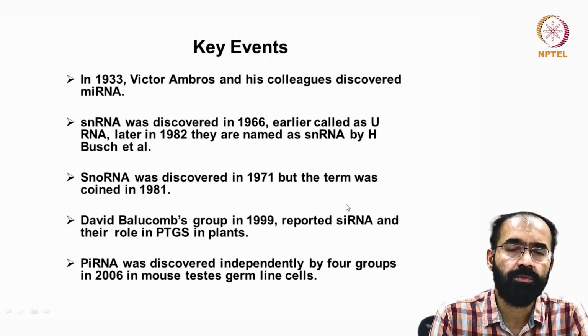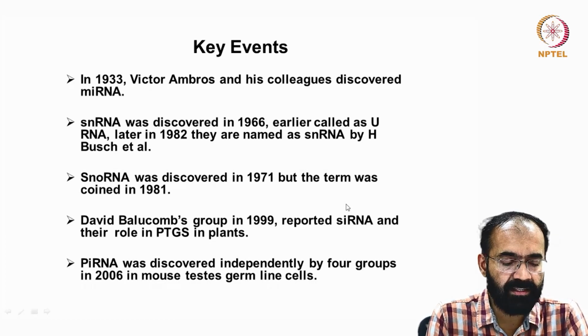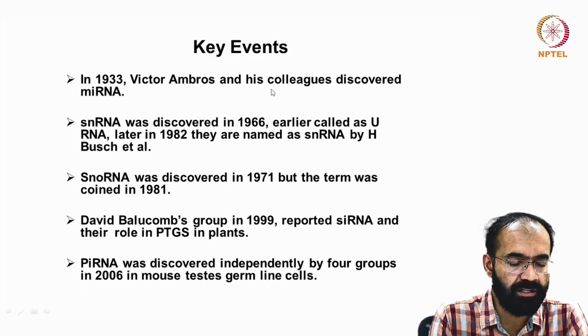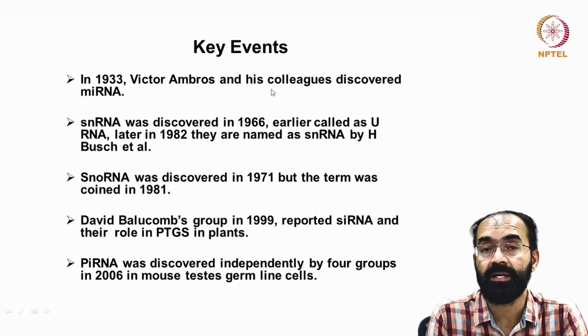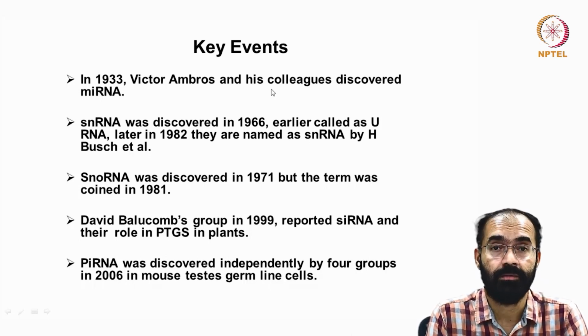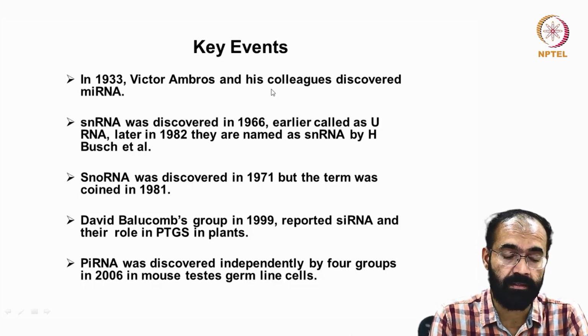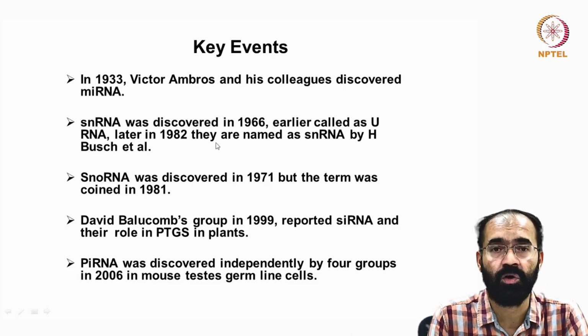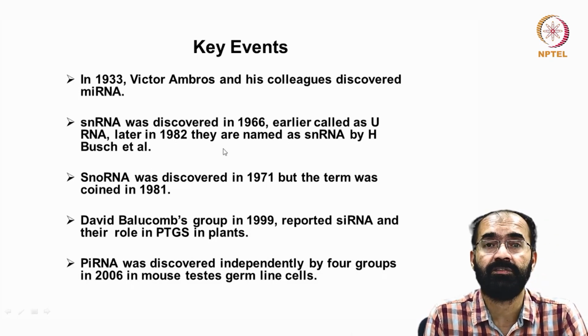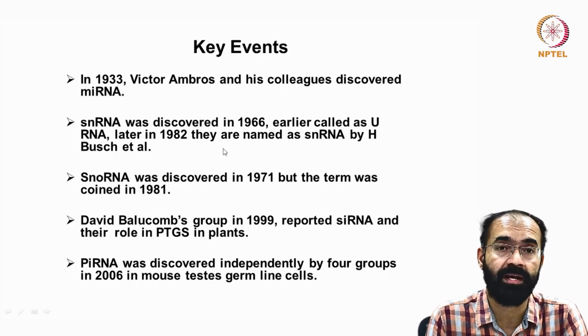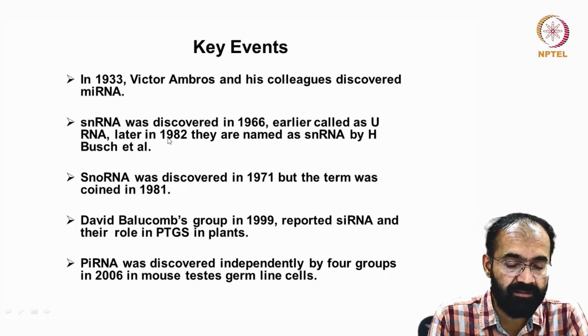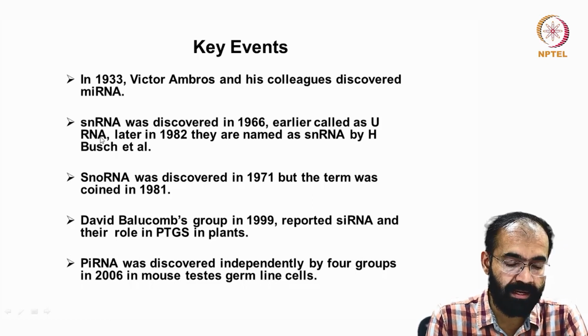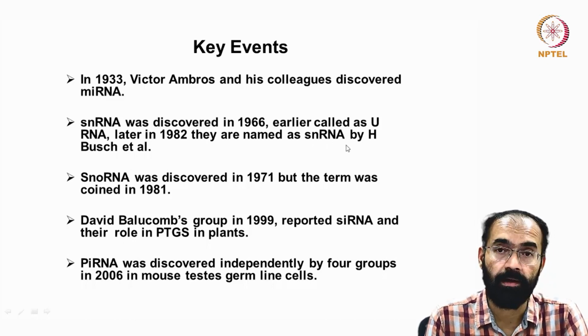And coming back to some more key events, in 1993, Victor Ambros and his colleagues discovered miRNA, but they did not know its importance. Much later, in the lines of other evidences, they discovered why miRNA or microRNA are important. snRNA was discovered in 1966. Earlier, it used to be called as uRNA. Later in 1982, it was named as snRNA by Busch et al.